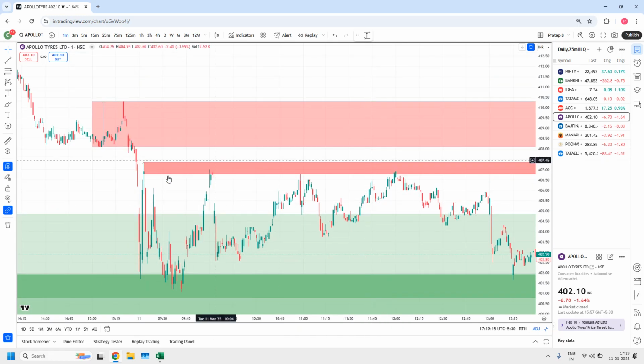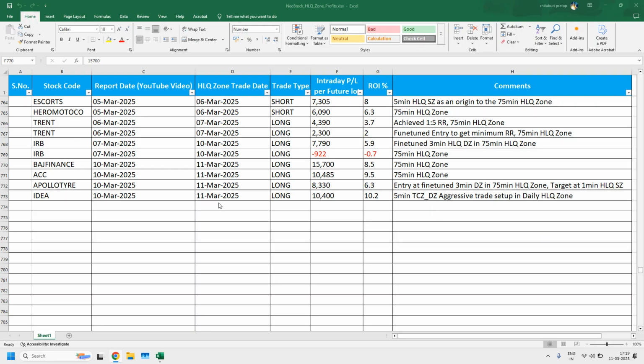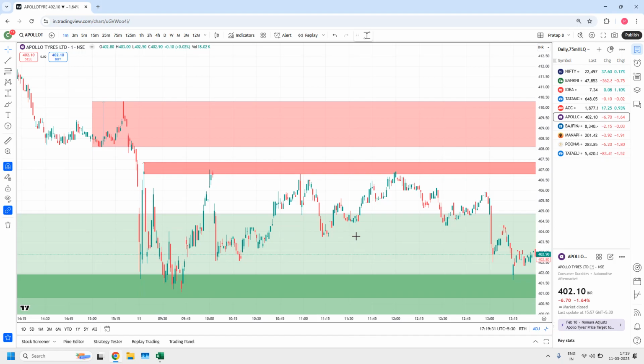Okay, anyway, Apollo Tires has given 1:3 RR already. And what is the profit it has given? It has given 8,330 rupees, which is 6.3% ROI as per one futures margin cost.